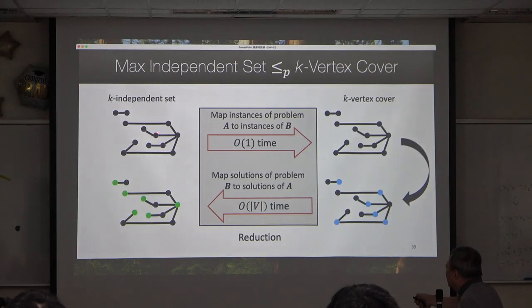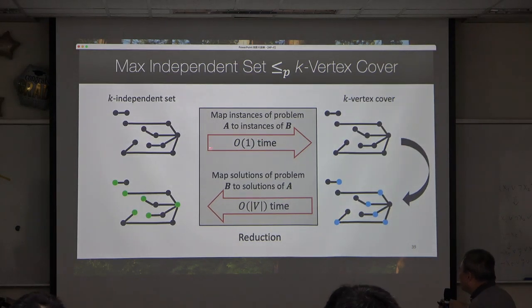So basically, if you want to find a K-independent set, then you are trying to find a vertex cover of size not exactly K, but the number of vertices minus K. If you are able to find such a vertex cover, the complement of the vertex cover will form a K-independent set. So there's no need to do any modification.